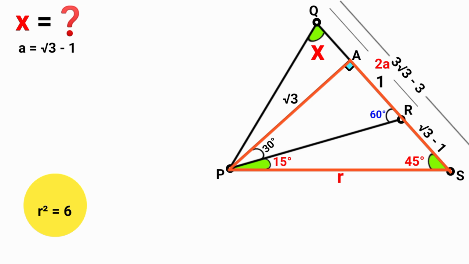Take the square root of both sides. Here the square root of r squared is r. So r equals root 6. That is, the length of this side is root 6.